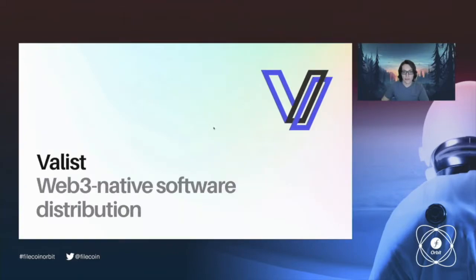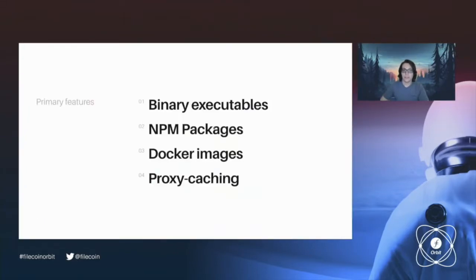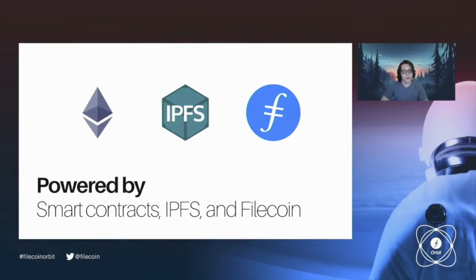Thanks for joining today. I'm Alec from Vallast, and we build Web3 native software distribution systems. What this means is you could publish any software, from binary executables written in any programming languages, NPM packages, Docker images, and you could also proxy cache all of your software. And this is all powered by smart contracts, IPFS, and Filecoin. We're currently supporting Polygon and Ethereum, but we're expanding support to other smart contract platforms as well.